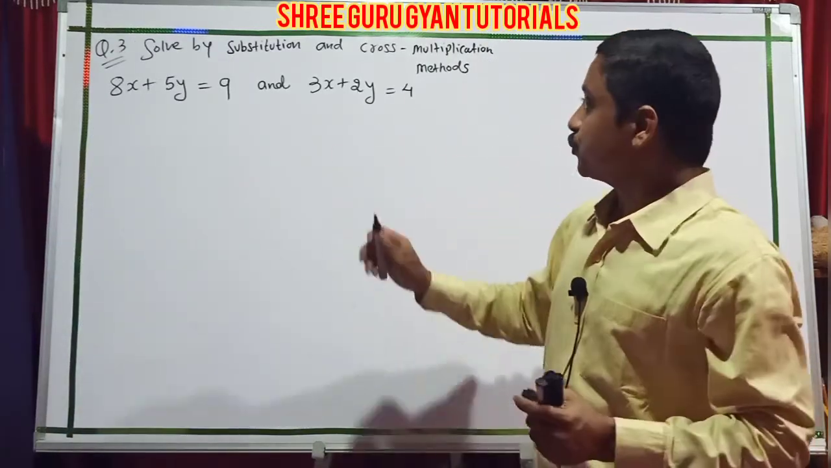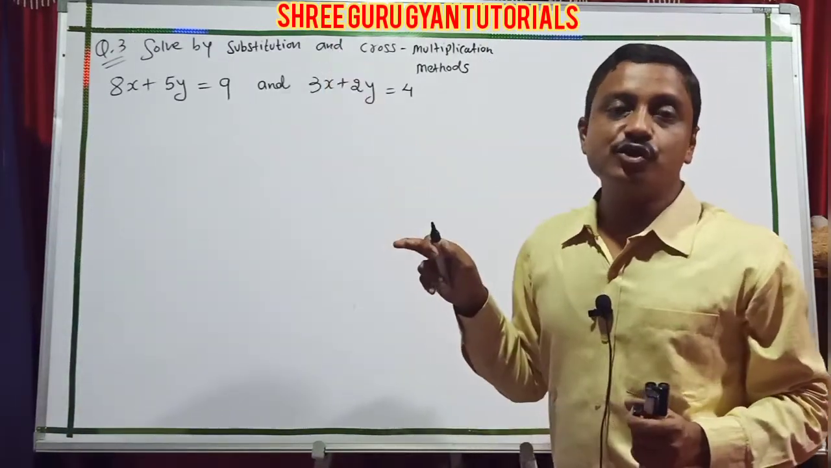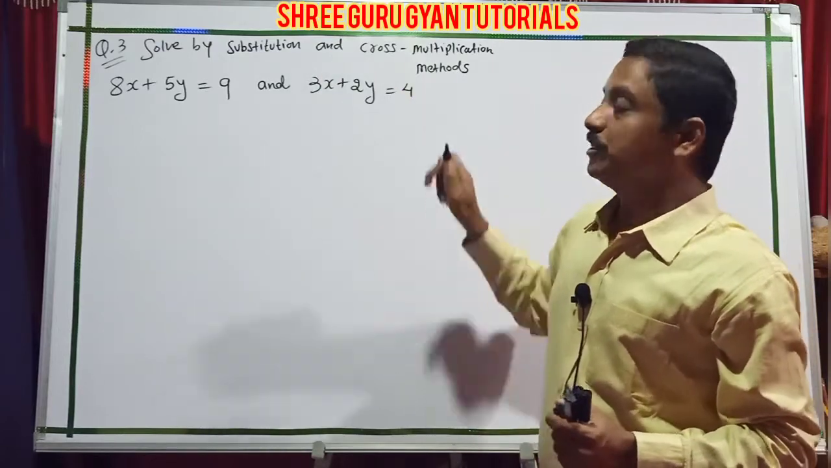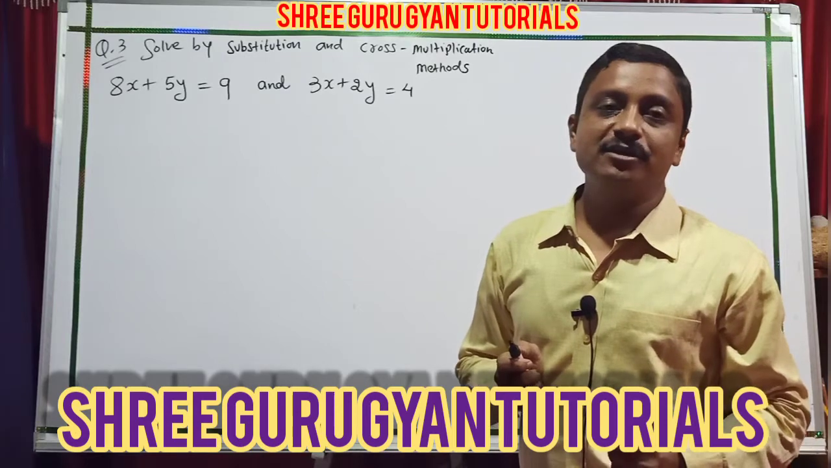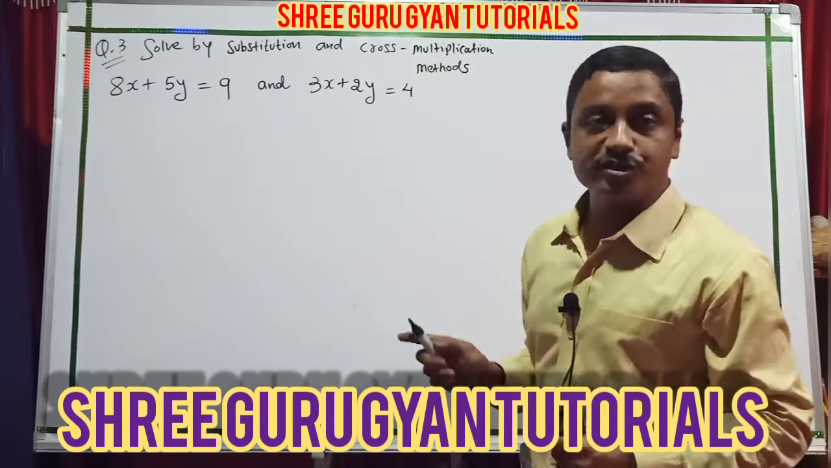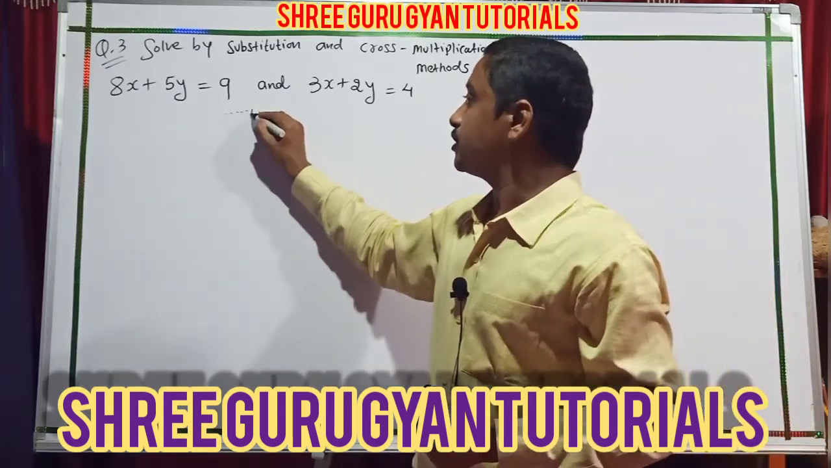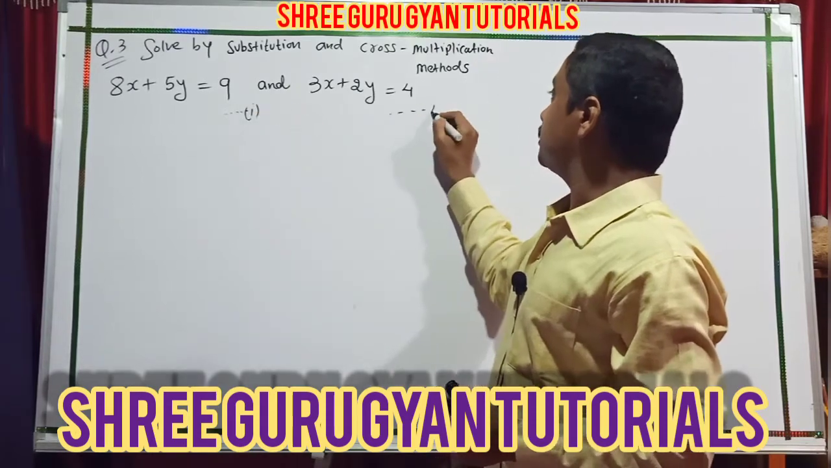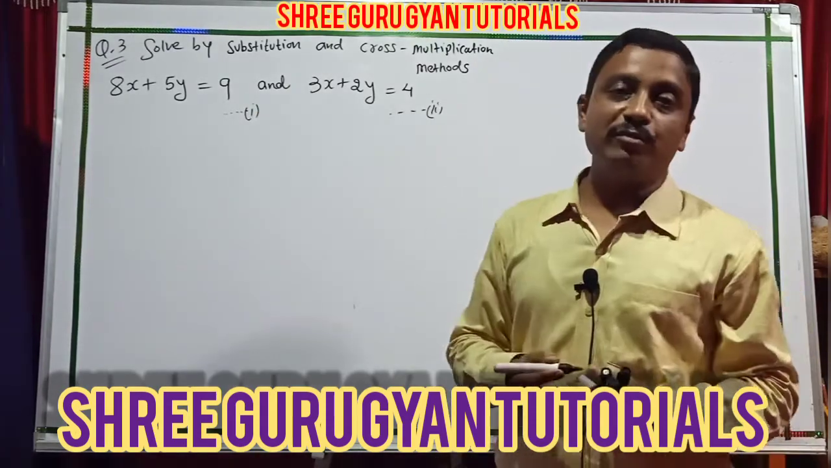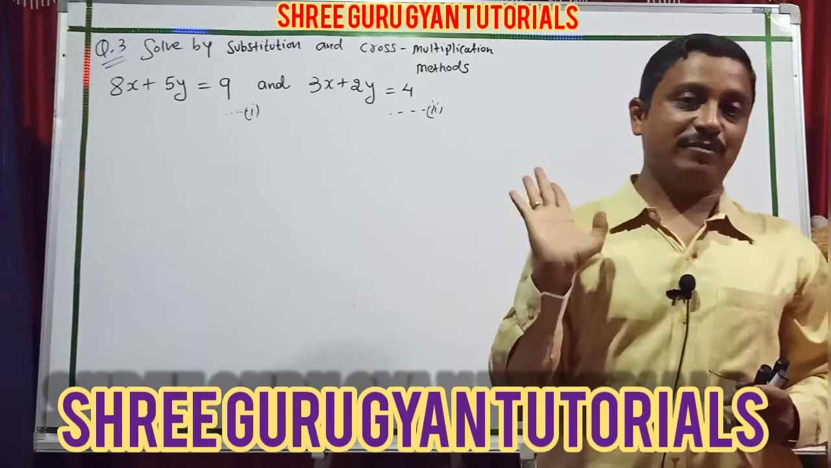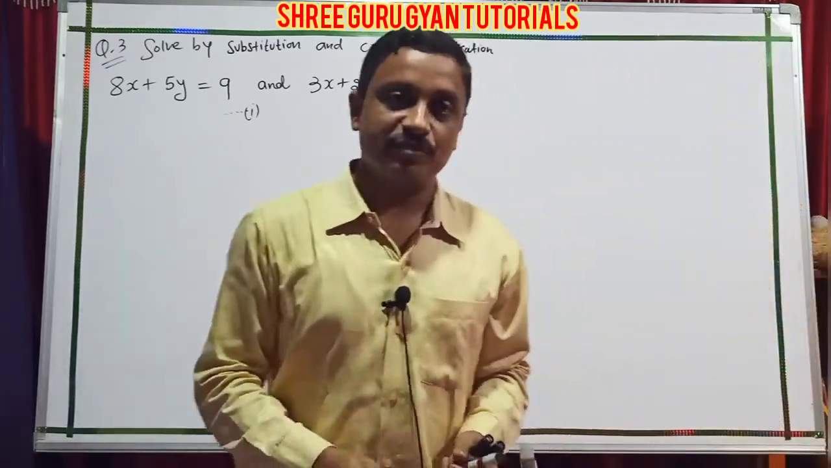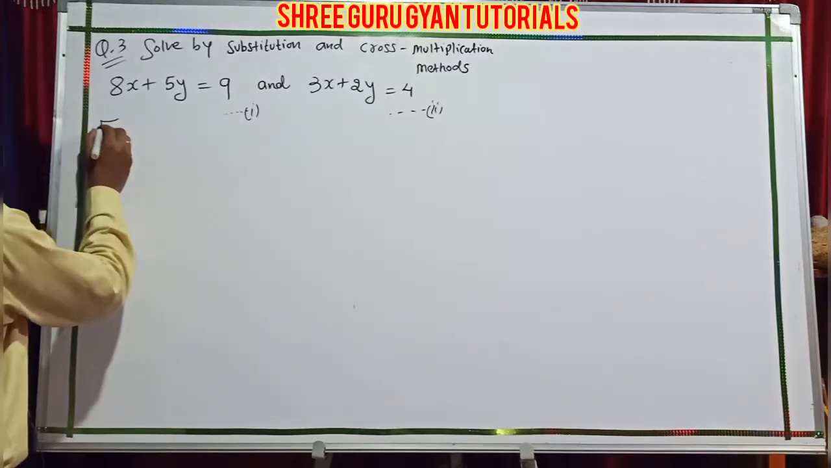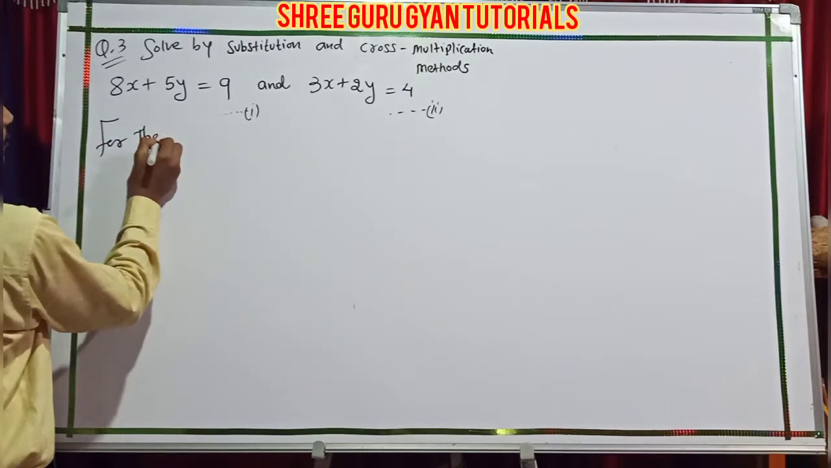Now students, next question, question number 3. Solve by substitution and cross multiplication. Both methods are asked. So first of all, I explain the substitution method. Here consider statement 1 and here consider statement 2. Students, the answer from both methods is the same, the method is different but the answer comes the same. Okay, I start with the method of substitution.